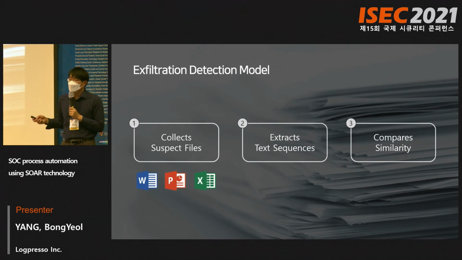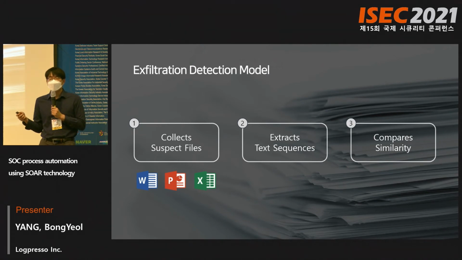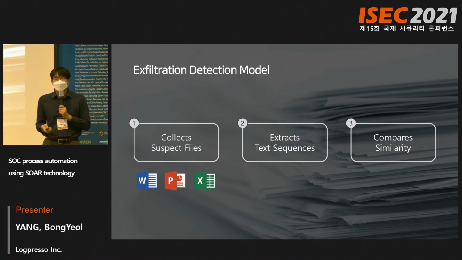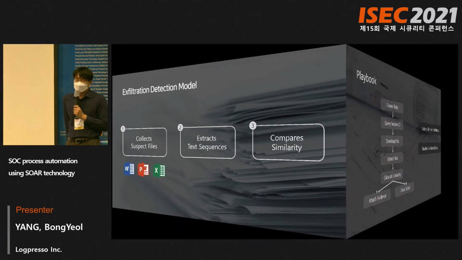When they are sent through the network, there's a comparison with the existing files that were sent through the network. And if there's a similarity, these are also detected and notified in this AI system.